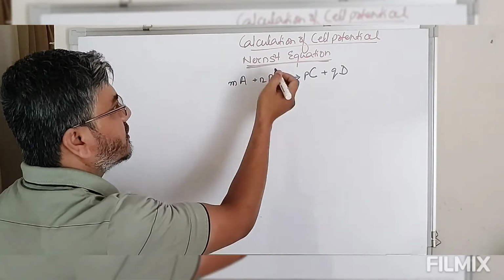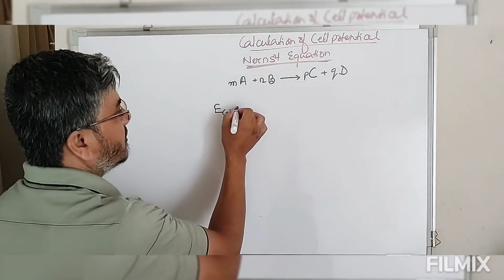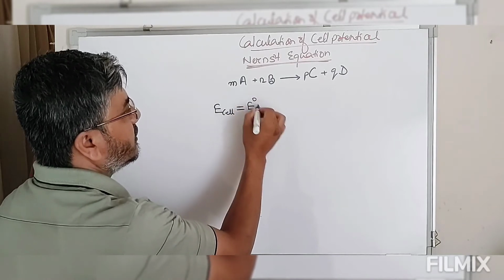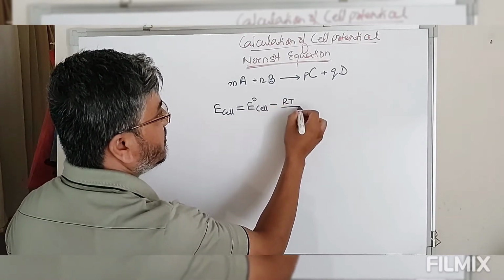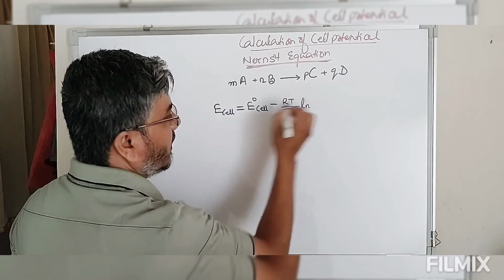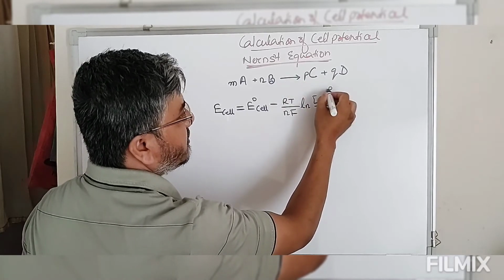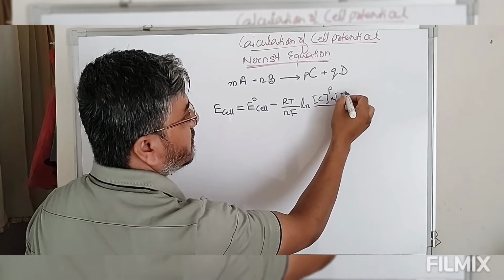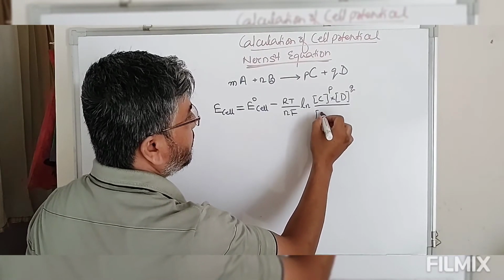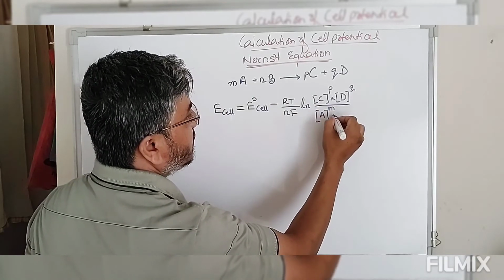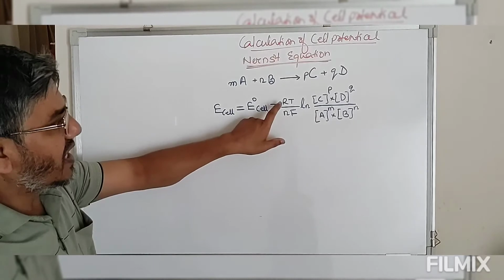So now look at this. According to this Nernst equation, the cell potential E cell is equal to E naught cell minus RT by NF ln of the concentration of C raised to the power coefficient P into the concentration of D raised to the power coefficient Q, divided by the concentration of A raised to the power coefficient M into the concentration of B raised to the power coefficient N.